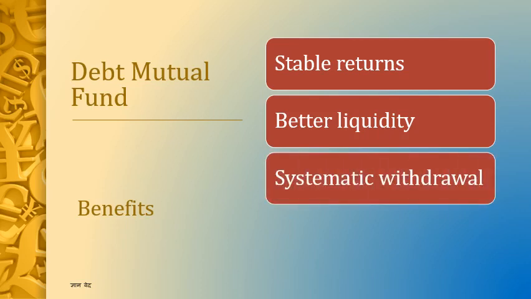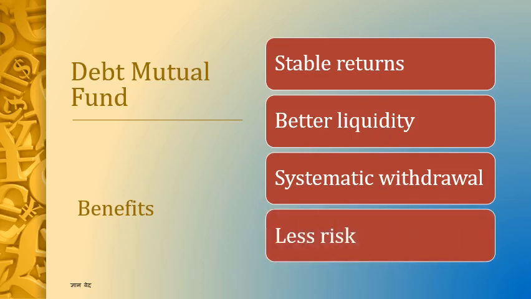You can plan for a systematic withdrawal. Let's say you have a pension type of fund where you have invested a lump sum in a debt mutual fund and you want to withdraw it over a long period of time, like a fixed amount monthly. You can opt for these debt mutual funds. So for people who want less risky options, debt mutual funds are the ideal way.